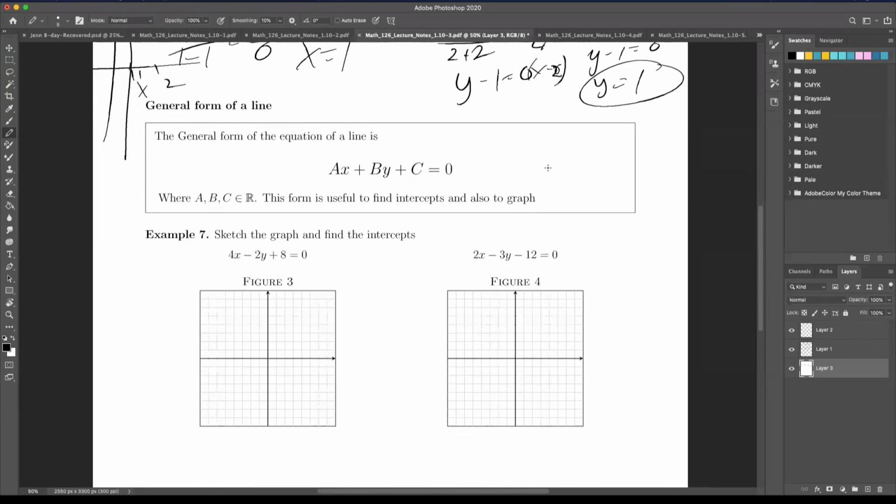Here's another form of the line. You may not be too familiar with this one. This is called the general form. I know this is standard form. Standard form of the line. This is useful for graphing and finding intercepts.